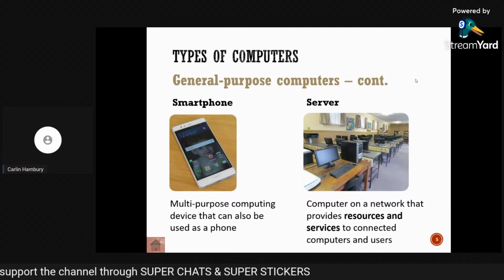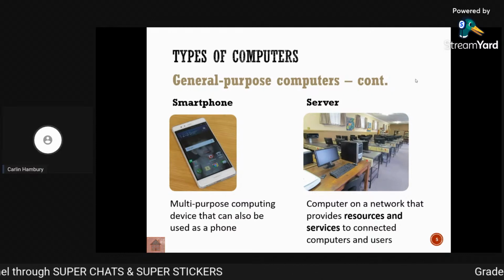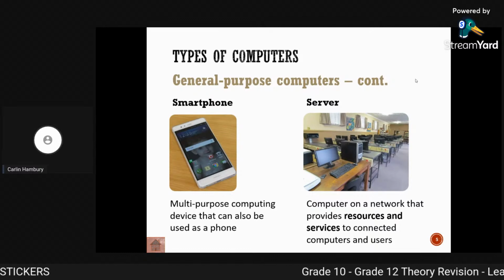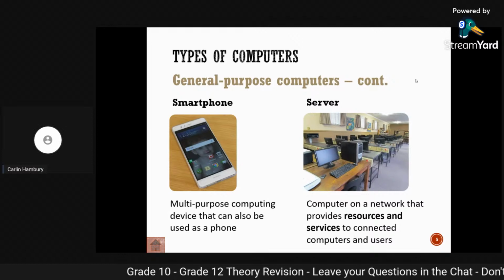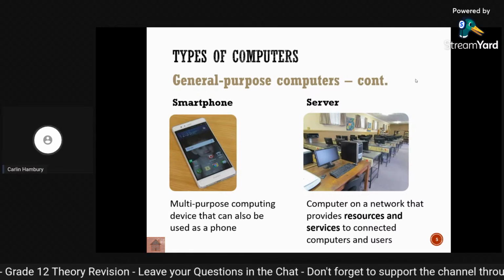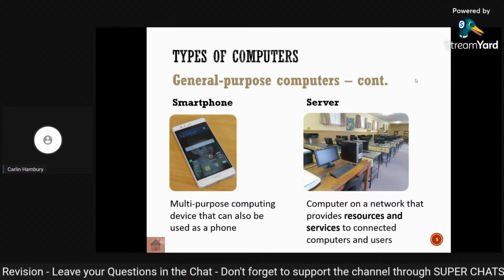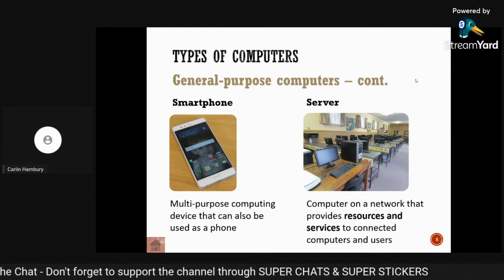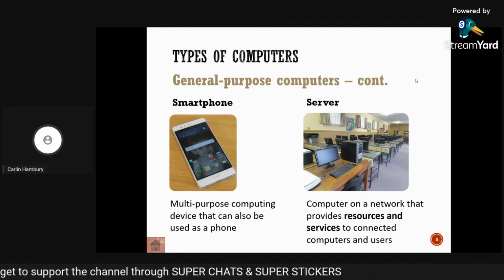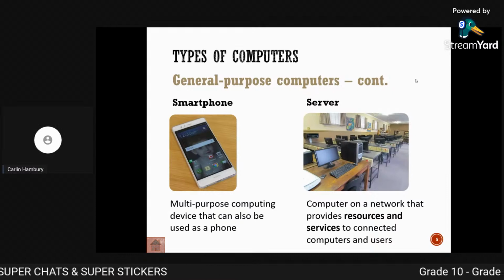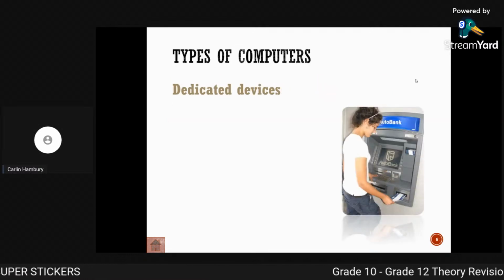We've also got our servers. So remember, a server is a very powerful computer. What does it do? It's the main computer on a network. It provides resources and services to computers connected on that network. So when you're in a computer lab and you're accessing files, the server is the main computer that provides that service. That's why it's called a server. Main computer, large, powerful, and provides services to people or computers on the network.